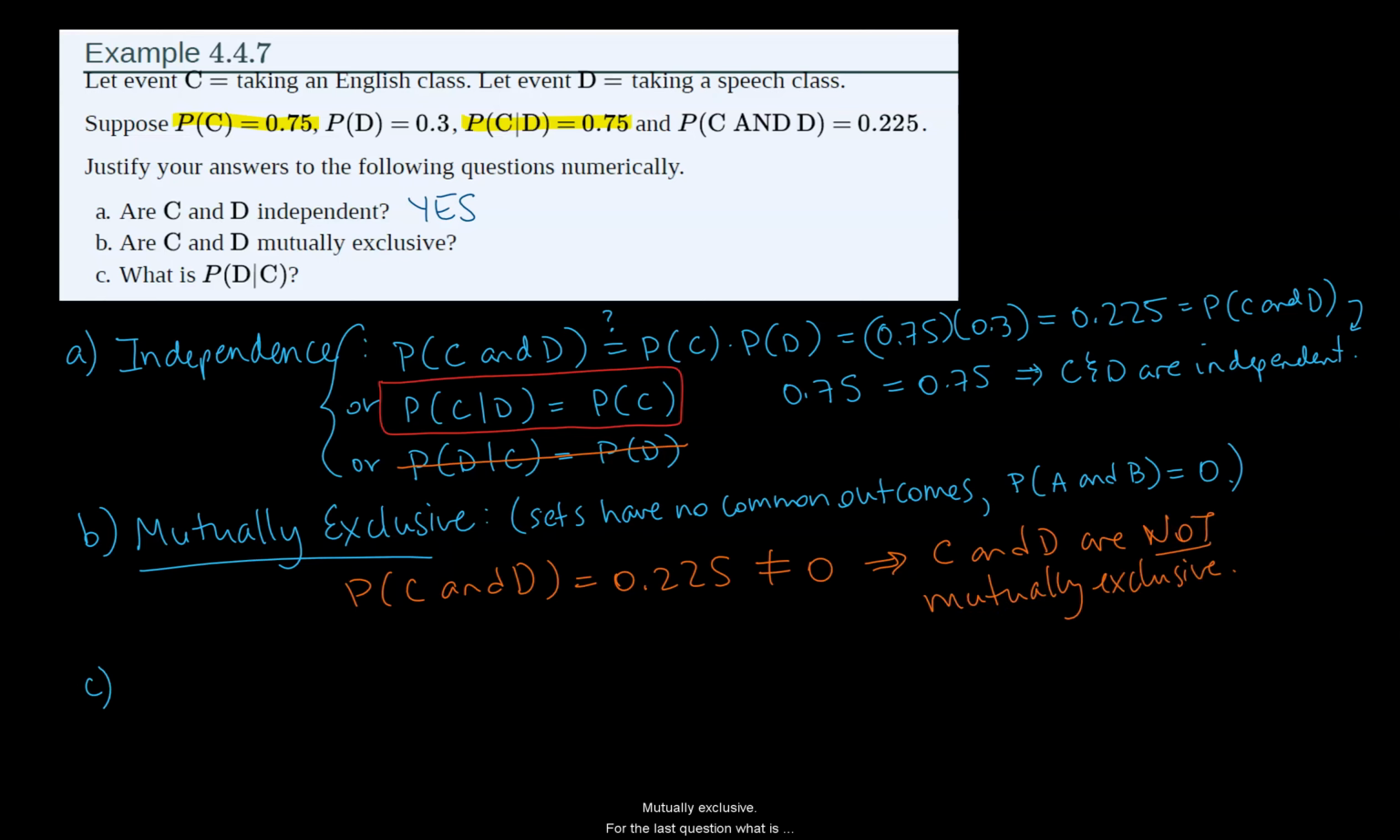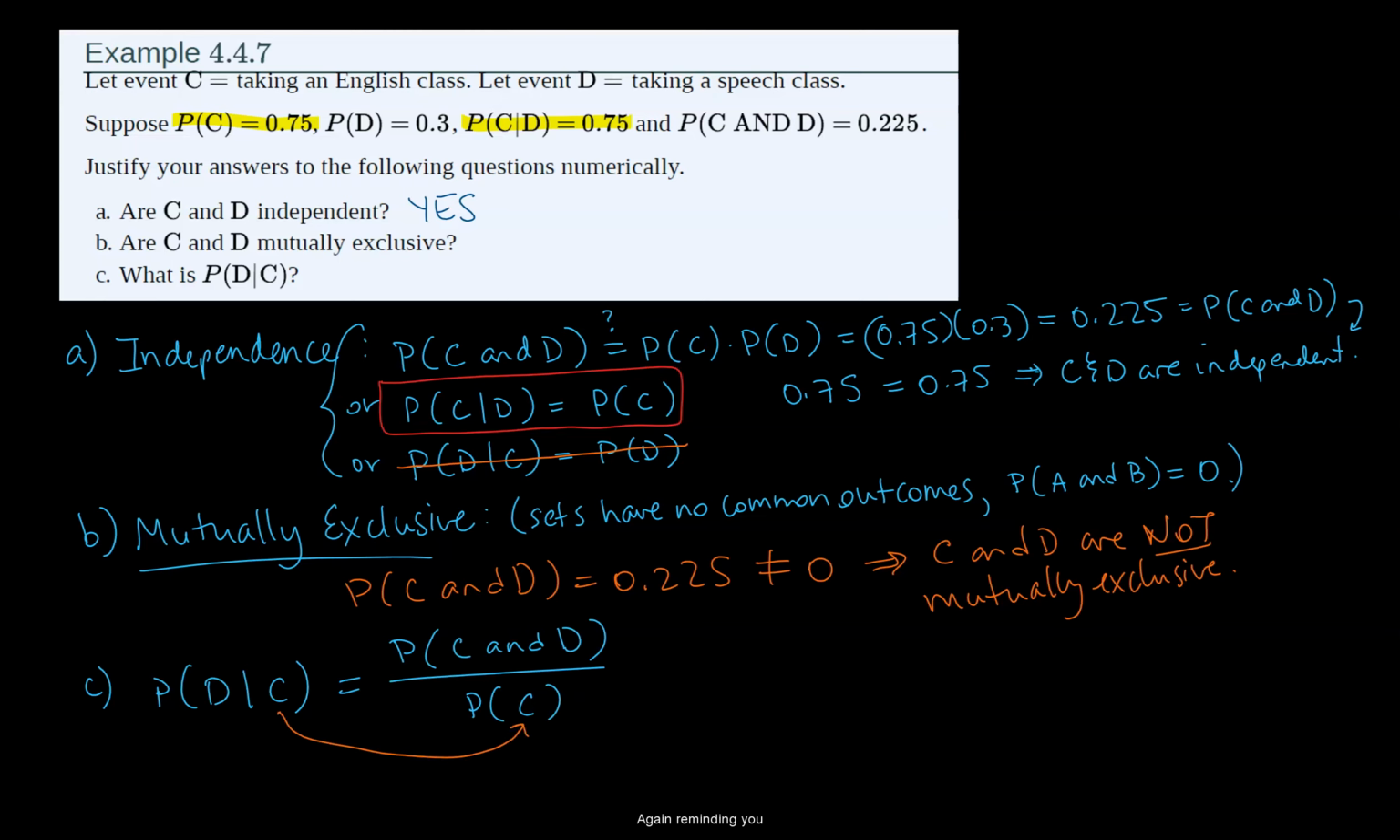For the last question, what is the probability of D given C? We're going to use our formula for a given probability. The probability of D given C is the probability of C and D divided by the probability of C. Again, reminding you that that second set, the probability goes in the denominator.